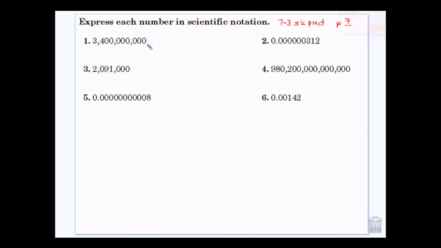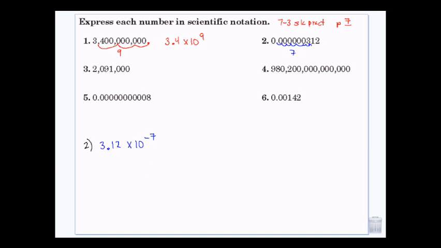So if we look at this, we're going to put this into scientific notation. I have a big giant number, so my decimal's at the end. I'm going 3, 6, 9. 9 places, right? So this will be 3.4 times 10 to the 9th. Number 2, my decimal is here, so I'm going 1, 2, 3, 4, 5, 6, 7. So it's going to be 3.12 times 10 to the negative 7, because it was a big decimal.